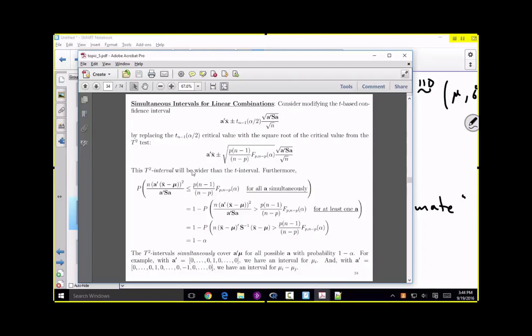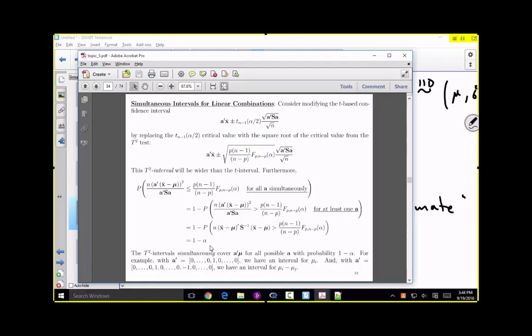And in particular, you have this result, which is messy, but let me tell you what it means. We have the probability that the statistical distance is less than or equal to this critical value. The probability that that happens for all variables simultaneously is equal to 1 minus alpha. This is a little bit subtle math, but it is an important point.